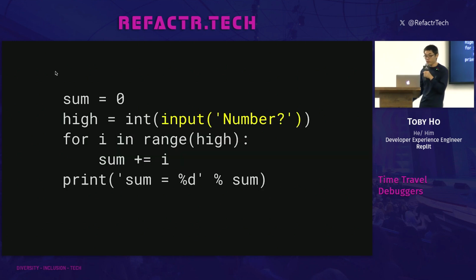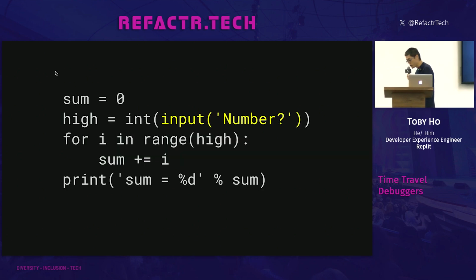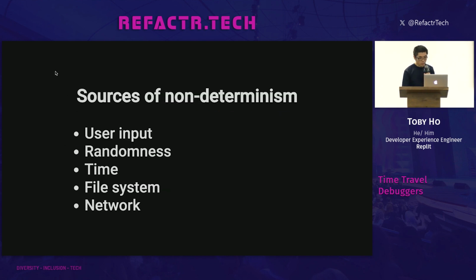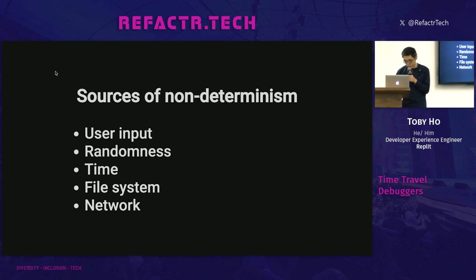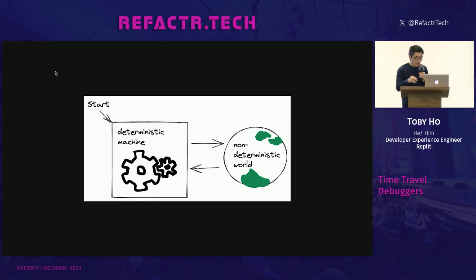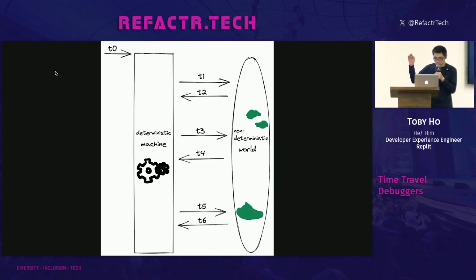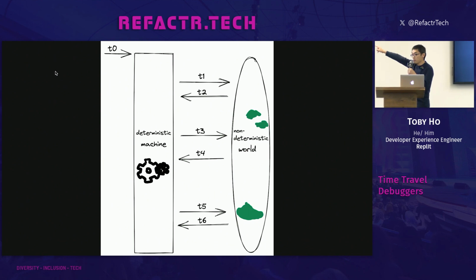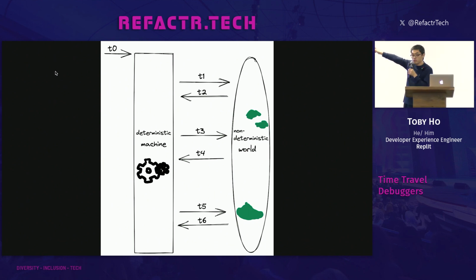You don't know ahead of time what the user is going to do. These are some sources of non-determinism that you might run into. What are we going to do about that? We're going to model our program as a deterministic machine that is going to interact with the non-deterministic world. So in this example, we start our machine, and then the machine is talking to the non-deterministic world via sending back and forth these messages.